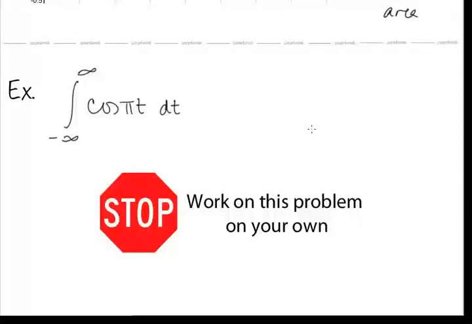Let's take a look at another one. Here we have integral from negative infinity to infinity. We have two improper bounds, so you're going to have to separate this into two integrals and then deal with each one separately. So I'm going to give you a couple minutes to work on this.